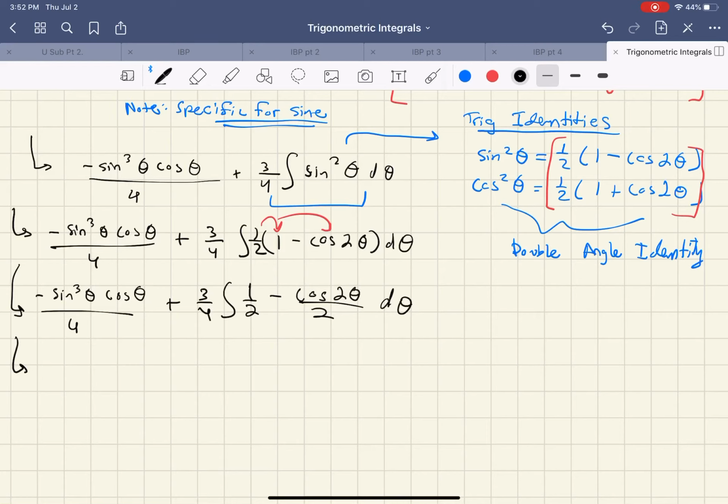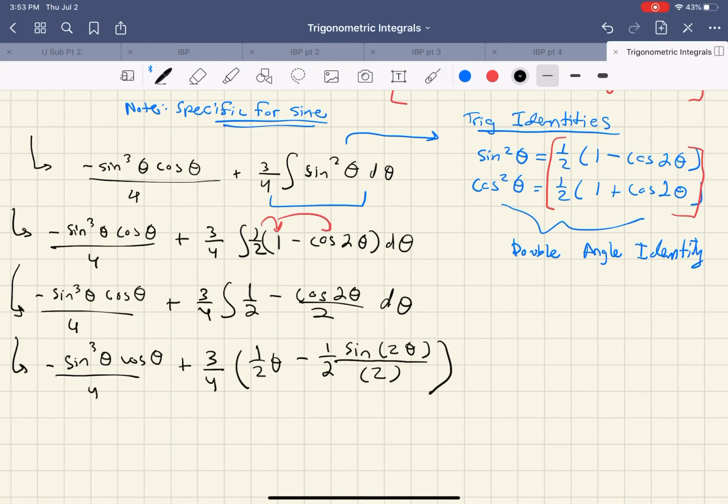And now we'll bring it down one more time. Negative sine cubed theta cosine theta all over 4, plus 3 over 4 times 1/2 theta minus 1/2 sine 2 theta, and then it'd also be divided by 2 because that's what we'd get for the integral, plus C. Because if we just do the integral of cosine 2 theta, that would be 1/2 sine 2 theta. And right here, that's why we divide by 2.